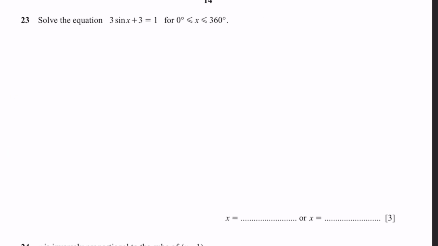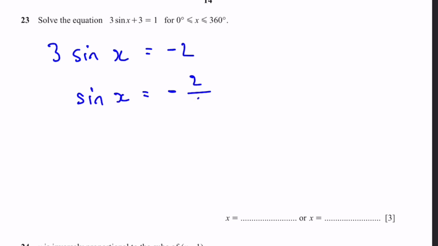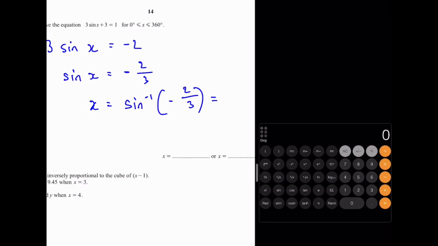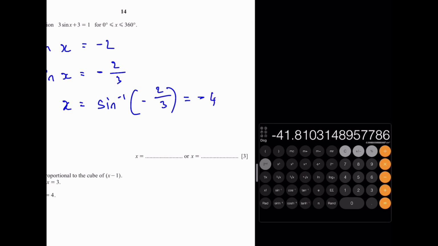Question 23. Solve the equation 3 sine x plus 3 is equal to 1 for 0 degrees less than or equal to x less than or equal to 360 degrees. That means 3 sine x is equal to 1 minus 3, which is negative 2. Sine x is equal to minus 2 by 3. x will be equal to sine inverse of minus 2 by 3. And use our calculator. Minus 2 by 3, and then we can do sine inverse. So minus 41.8.